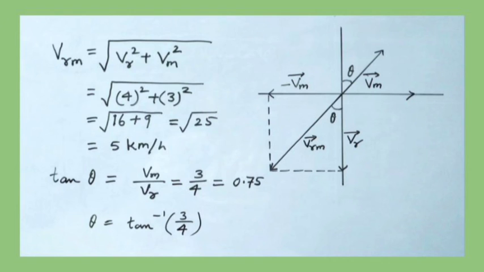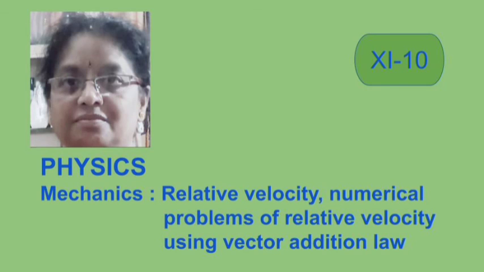where Vr is the velocity of raindrop and Vm is velocity of man. Substituting the values of Vr and Vm, we get Vrm is equal to 5 km per hour. Now tan theta is equal to Vm by Vr equal to 3 by 4, which is equal to 0.75. The man should hold the umbrella making theta angle with the vertical direction. With this we complete vector addition. Another operation of vector algebra is product of vectors, and that we will do in the next lesson.